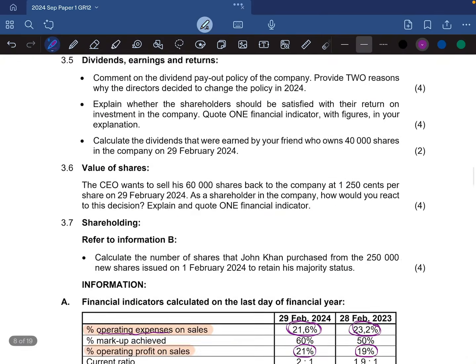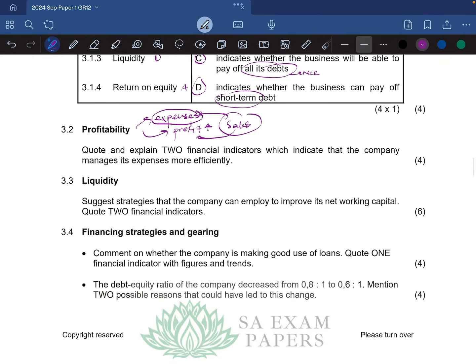So 3.3 says liquidity. All right. So it says suggest strategies that the company can employ to improve its net working capital. Okay. So we're looking here at the net working capital. And when we're talking about net working capital, we know that we're talking about mostly our current assets that we simply use to convert into cash, right? So that we can have enough cash flows in the business and we are able to continue running. So we need to look at ratios that include our current assets. In this case, it would be your asset test ratio.